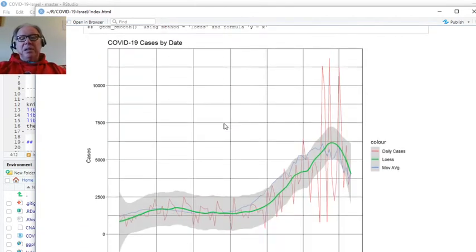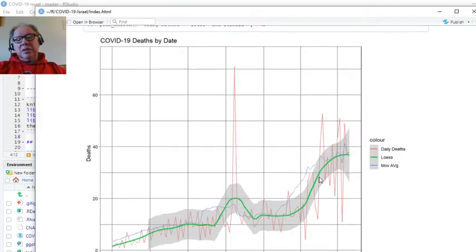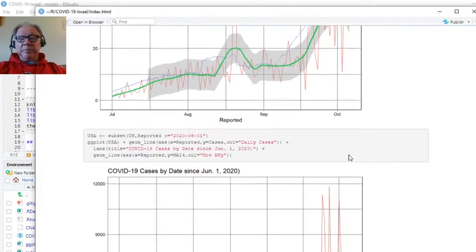Let's take a look at the cases. You can see here, while the cases are climbing back up, the last few days are actually showing a decline. There's a trend downward. Deaths, you can see a climb back up here to the 30 to 40 range, plus some spikes, and it appears to be leveling out. This appears actually to be decreasing a little bit.